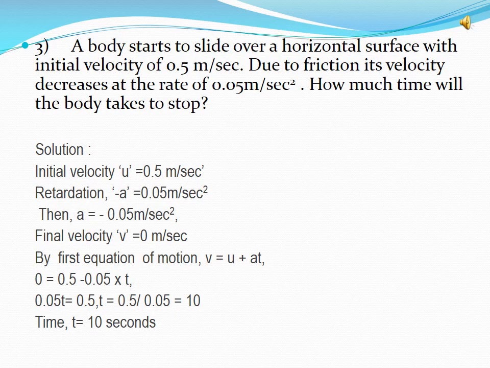By the first equation of motion, v is equal to u plus at. Substituting the values of v, u and a, we get 0 is equal to 0.5 minus 0.05 into t. Then 0.05 t is equal to 0.5. So t is equal to 0.5 divided by 0.05 is equal to 10. Time t is equal to 10 seconds.